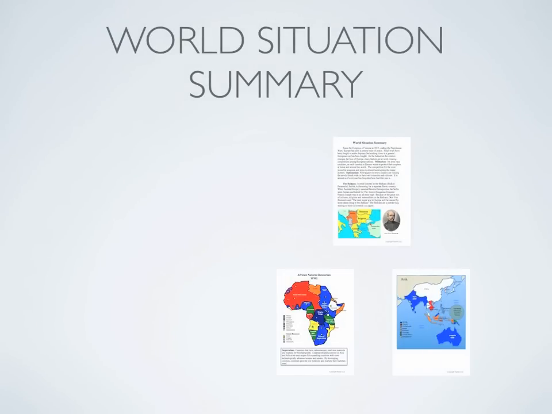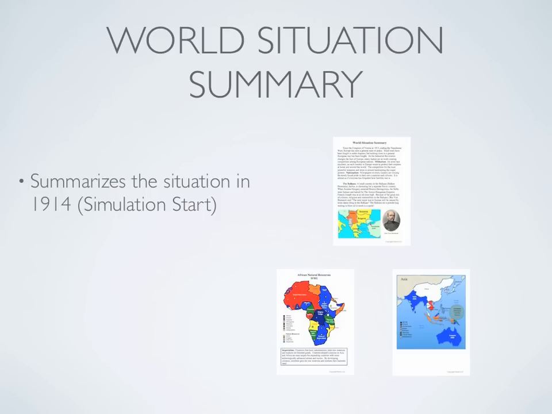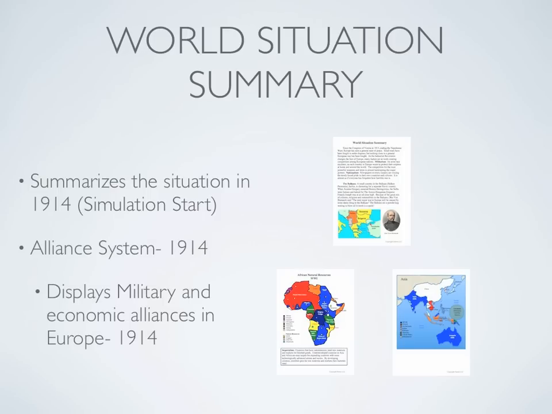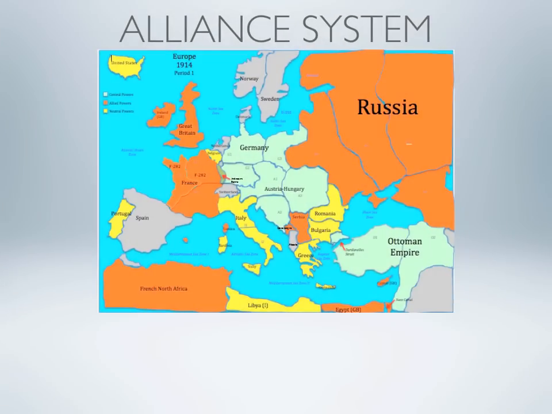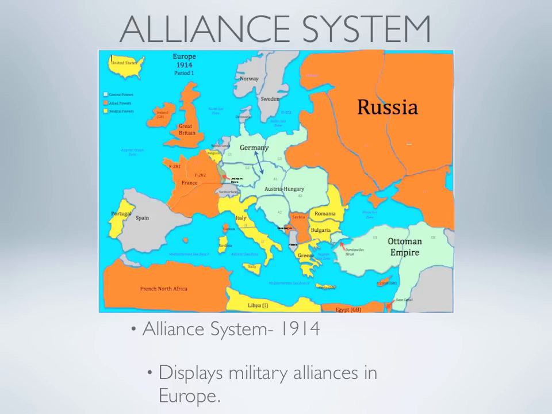The World Situation Summary details the current circumstances in the world in 1914 when the simulation starts. The European alliance system map shows the alliances that existed in 1914. You want to keep this in mind before you take any action.